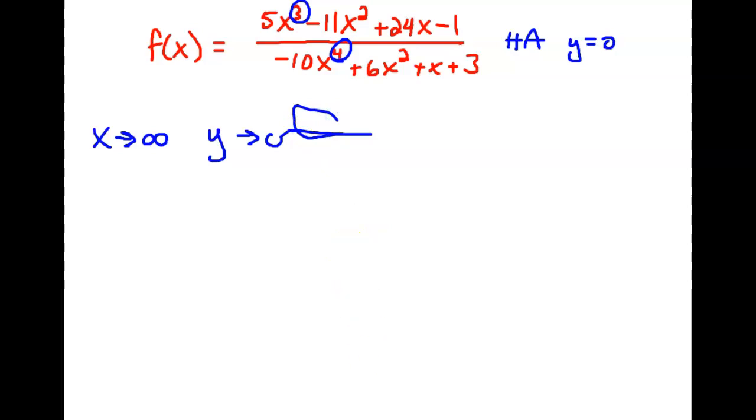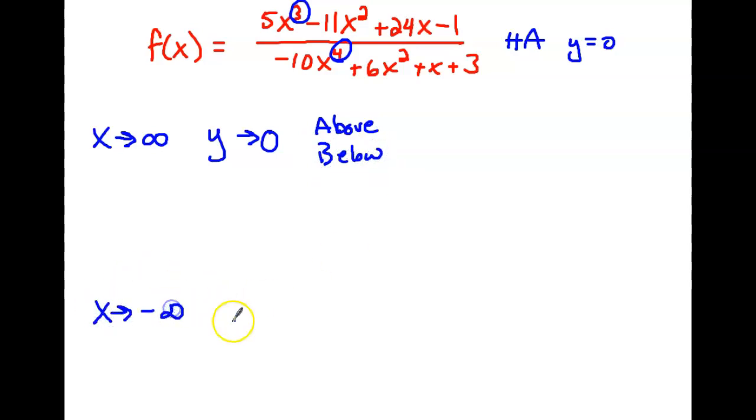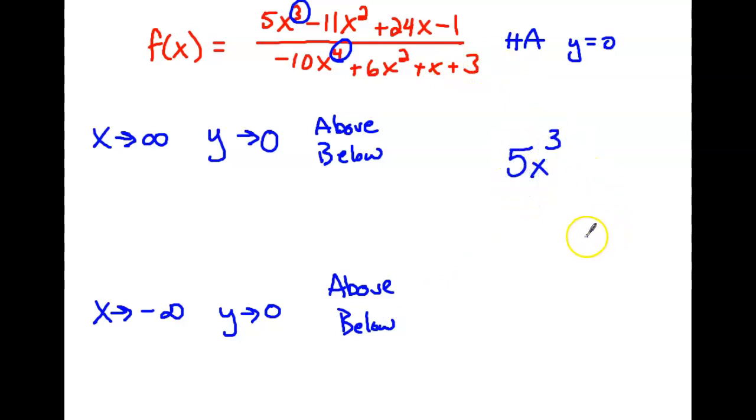Wow, that did not go as planned. Hold on. There we go. Y approaches 0. But does it approach it from above 0 or below? That's what we're asking. And then as x approaches negative infinity, y goes to 0. Worst infinity sign ever. And we want to know if it comes from above or it comes from below. Okay, so here's what we do. Leading term up top is 5x cubed. Leading term in the denominator is negative 10x to the 4th.